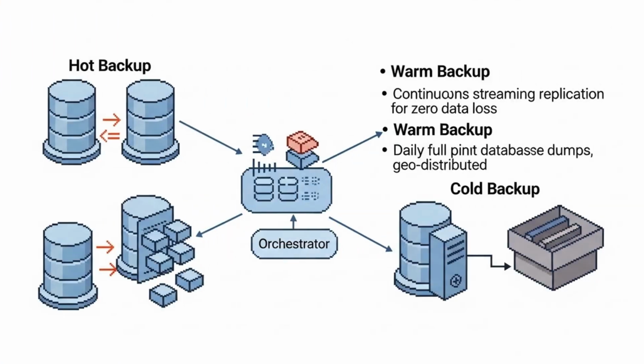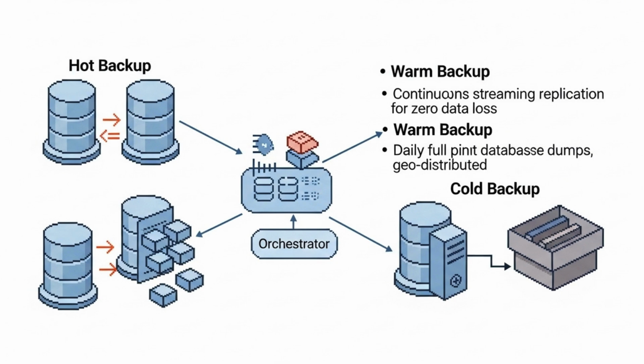To achieve true resilience, we adopt a multi-tier backup strategy, much like a major streaming service protects its viewing records. Our system operates on 3 distinct tiers, each designed for different recovery scenarios and RTO/RPO objectives. First, we have hot backups. Think of this as continuous streaming replication. It offers zero data loss for hardware failures because it's an instant mirror. However, it's vulnerable to logical corruption or accidental deletions, as those changes are mirrored too.